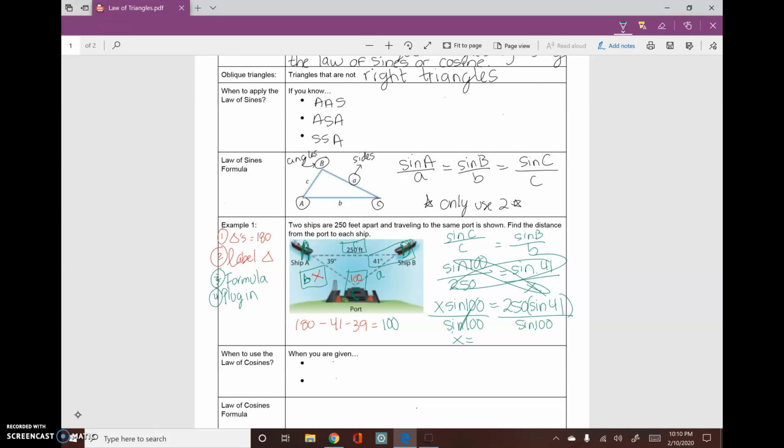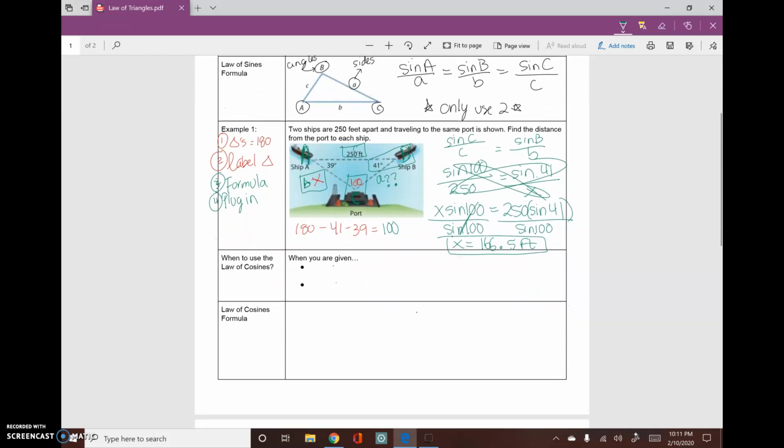Now, all of this I can plug into my calculator. So 250 times sine of 41. Make sure that your mode is in degrees because we are talking about degrees. Divided by sine of 100. And that gives me 166.5 feet is the distance. So now for your try, you are looking for this distance here. And that's what I'm going to check for your notes.